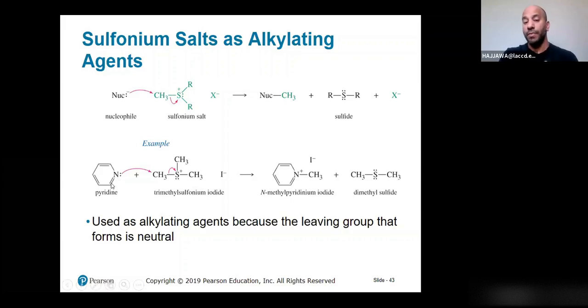I have pyridine reacting with a sulfonium salt. What do I have? I have a nitrogen lone pair that's going to attack the methyl, and I'm going to end up making basically an N-methyl pyridinium iodide. Those ammonium salts usually are used as antibacterial. They could be used as antifungal sometimes as well. So that's a way how to make basically ammonium salts, plus the dimethyl sulfide would be the side product.